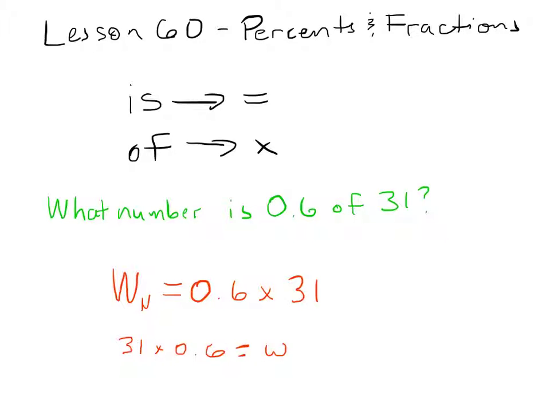So if I try to solve this problem here, I can do 31 times 0.6. 6 times 1 is 6. 6 times 3, that'll be 18. There's one number after the decimal, so I need to have one number here after the decimal. So my answer is 18.6. And like we had said earlier, our number should be a little larger than half, a little larger than 15. So 18.6 makes sense. That's a good, sensible answer. So let's go on to example 2.